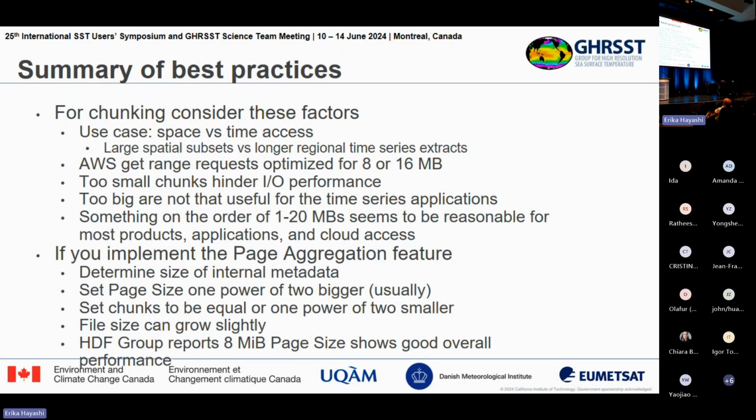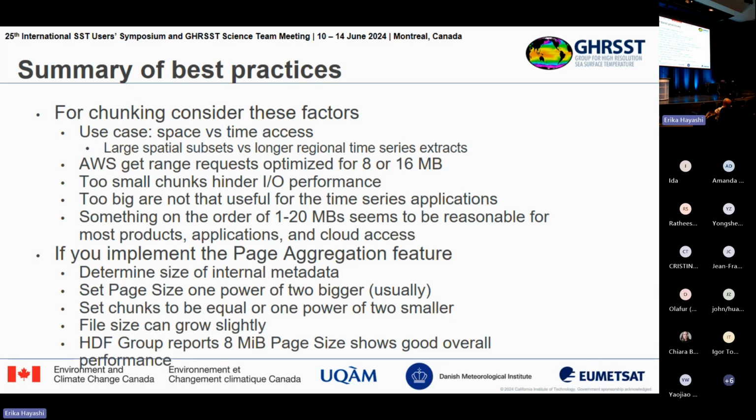It is important to keep in mind that for data that is in AWS, these GET range requests, really anything you want to do to get data in object store, are best when it's in the range of 8 to 16 megabytes, right? So if your chunks are on that order, you're in that sweet spot for AWS. It's important to realize that too small chunks can hinder I/O. So what is too small? I would say something on the order of kilobytes is too small.